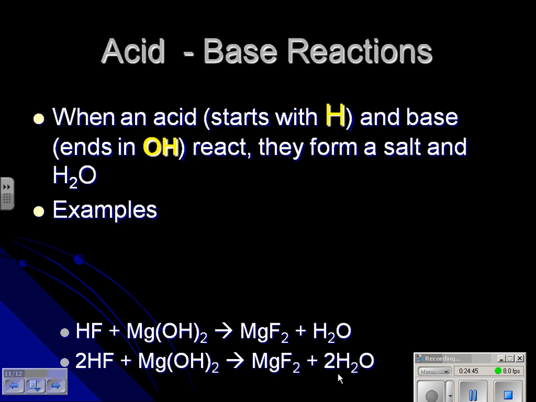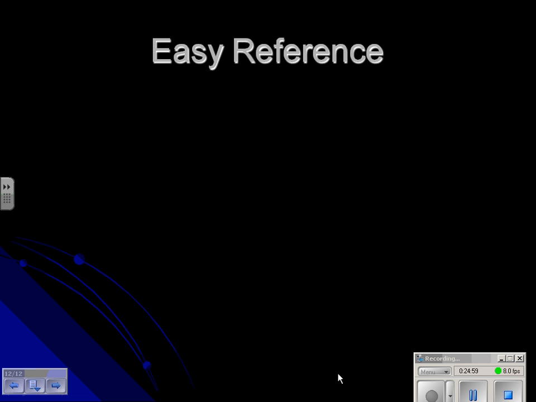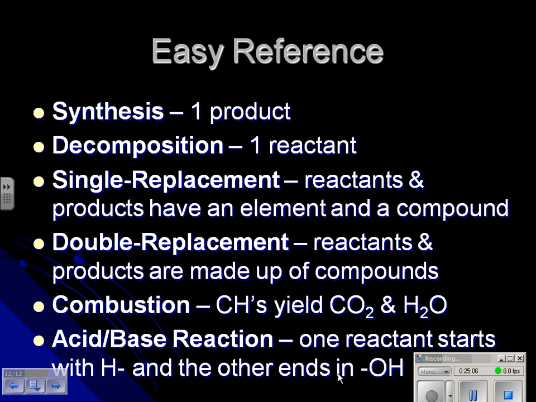For right now, the key to today's part of the lesson is understanding and being able to look at an equation and tell what it is, whether it's synthesis, decomposition, single replacement, double replacement, combustion, or acid-base. So let's quickly go through and think about what made it stand out as being each of these types. Let's start with synthesis. For synthesis, one product was your indicator. For decomposition, one reactant was your indicator. If you saw only one reactant listed, that was going to be decomposition.